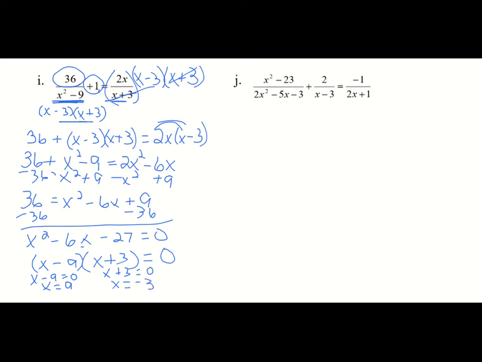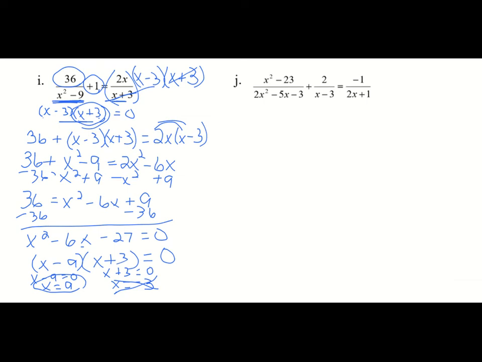Now, when I go to check my answers, 9 is okay. It works with x minus 3, like 9 minus 3 is not 0, and 9 plus 3 is not 0. But negative 3, if I do negative 3 plus positive 3 right here, it gives me a 0. So that means that would be undefined. So even though I have two solutions here, my only solution is x equals 9 for that equation.